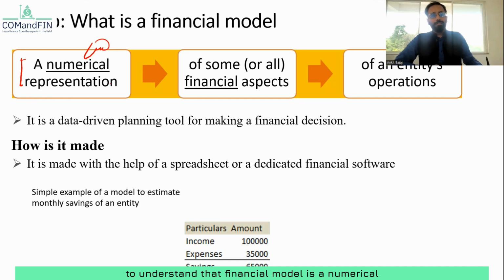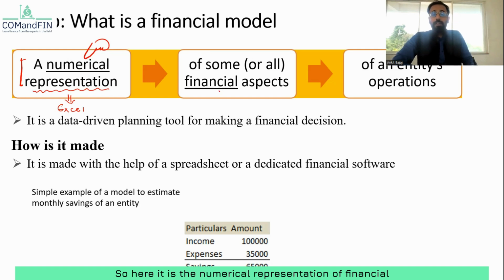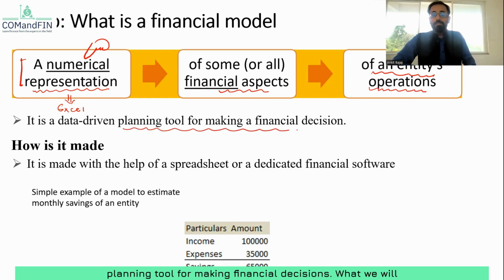So you have to understand that a financial model is a numerical representation of business where we perform detailed analysis in Excel, right? It is the numerical representation of the financial aspect of an entity's operation. Here you will do detailed research on an entity's operation. It is a data-driven planning tool for making financial decisions.